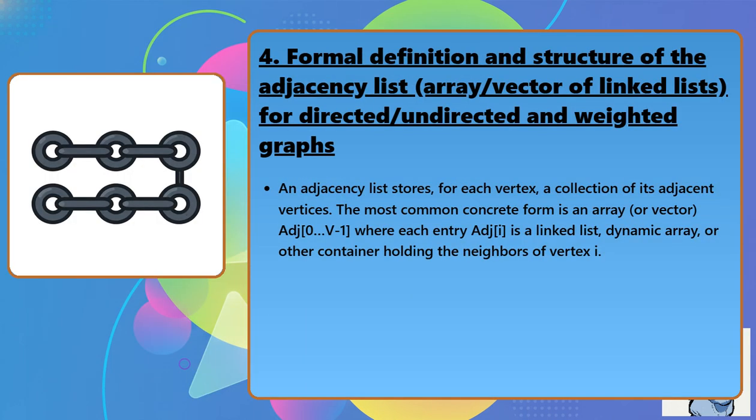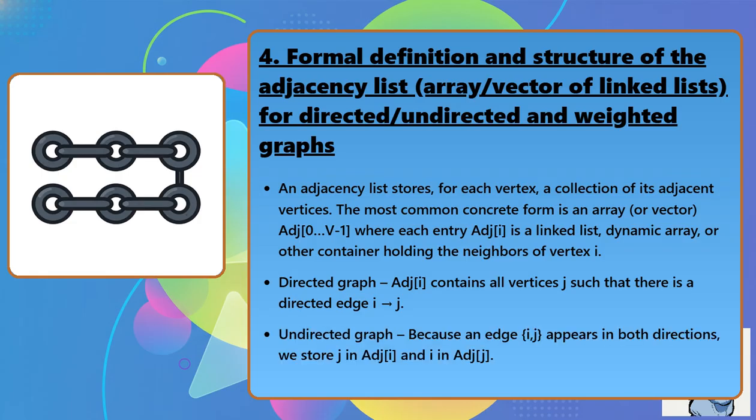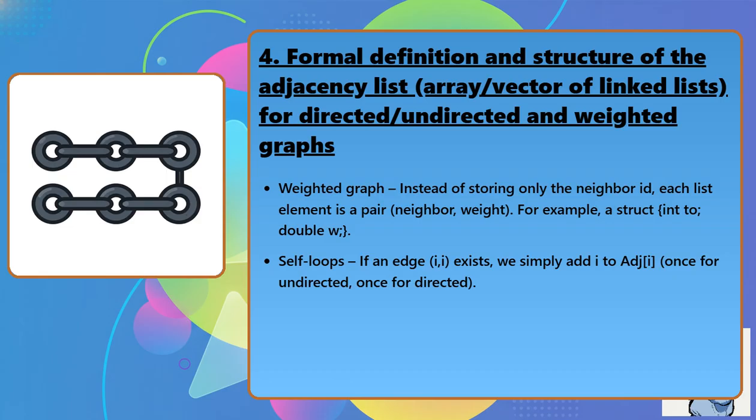An adjacency list stores for each vertex a collection of its adjacent vertices. The most common concrete form is an array or vector, Adj[0..V-1], where each entry Adj[i] is a linked list, dynamic array or other container holding the neighbors of vertex i. Directed graph: Adj[i] contains all vertices j such that there is a directed edge i to j. Undirected graph: because an edge (i, j) appears in both directions, we store j in Adj[i] and i in Adj[j]. Weighted graph: instead of storing only the neighbor identifier, each list element is a pair, neighbor and weight. For example, a struct with int to, double w.